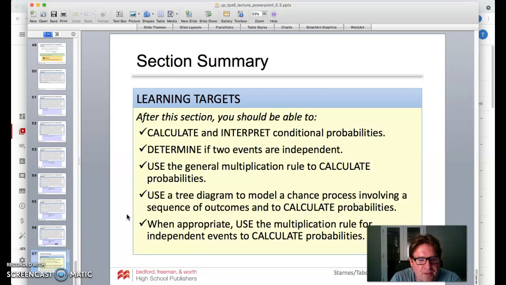All right, so learning this section, look at all the different things that we've done as far as conditional probabilities, determining if events are independent using the multiplication rule, adapting that for independent events, and using tree diagrams. So that wraps things up for section 5.3 and chapter 5. We'll get some review, and then we'll get ready for our test. So until next time, I'm Mr. Boone.